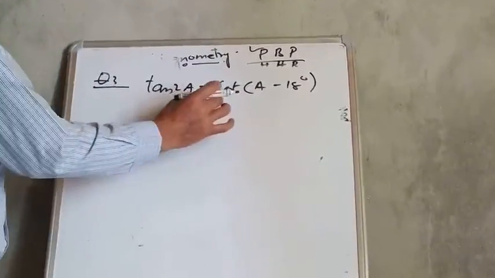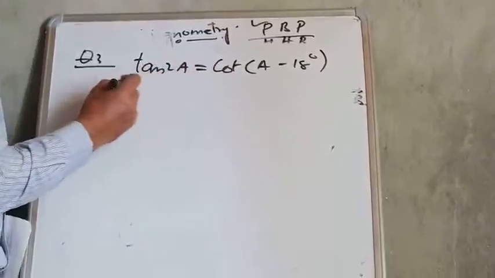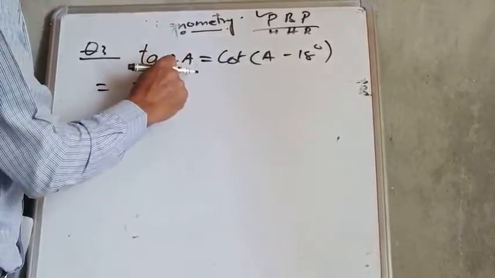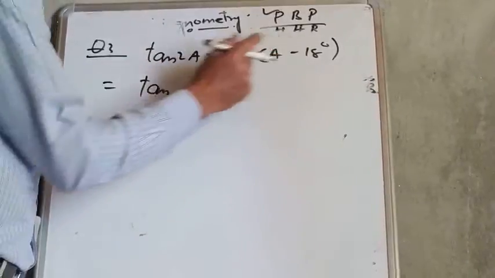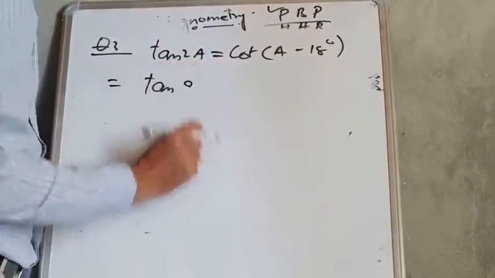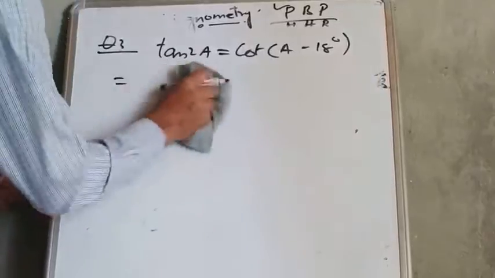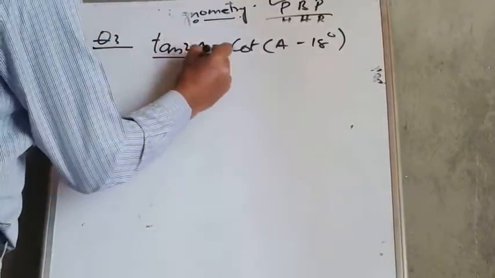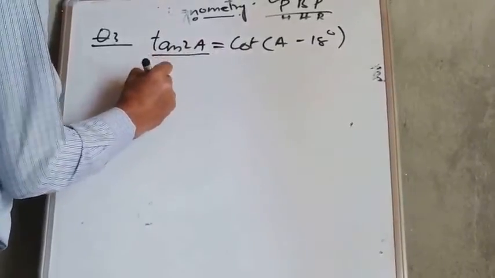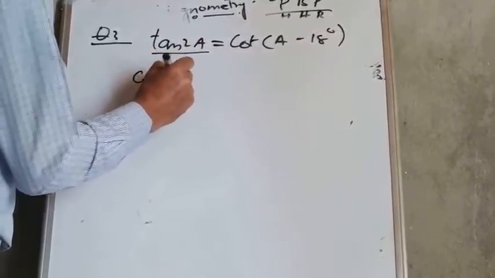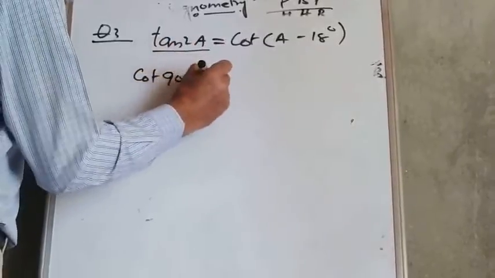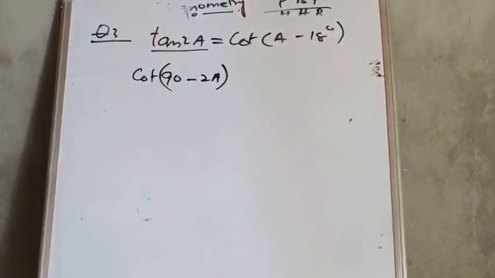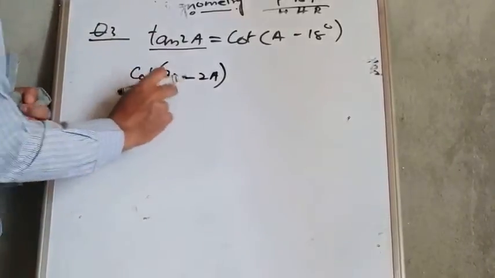Now you will change one angle. This is tan of 2a, cot of a minus 18. Now change this left hand side. So instead of tan of 2a, you can write it as its reciprocal, cot of 90 minus theta. What is theta here? This is 2a. So we change this angle. Tan 2a, we write here cot of 90 minus 2a.